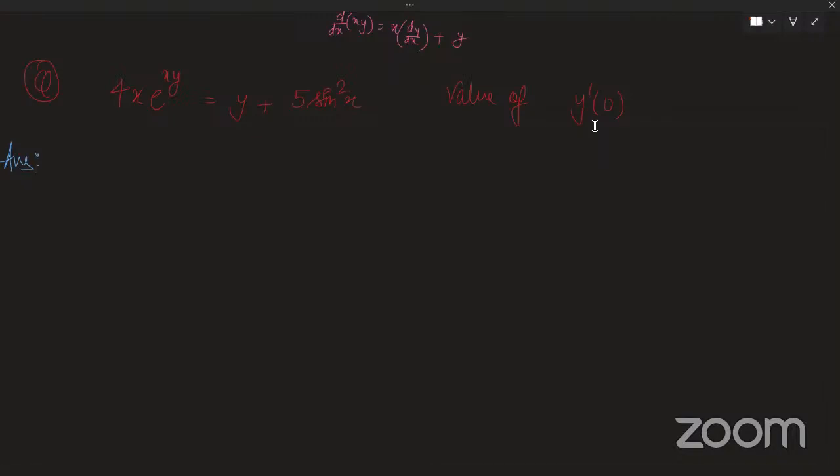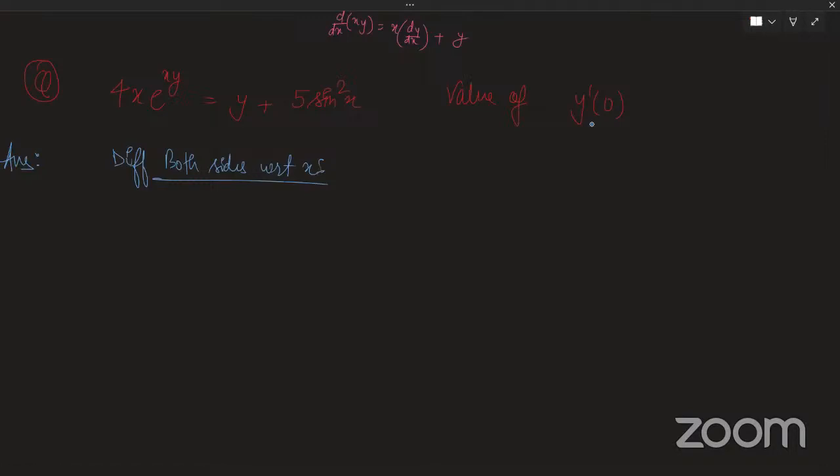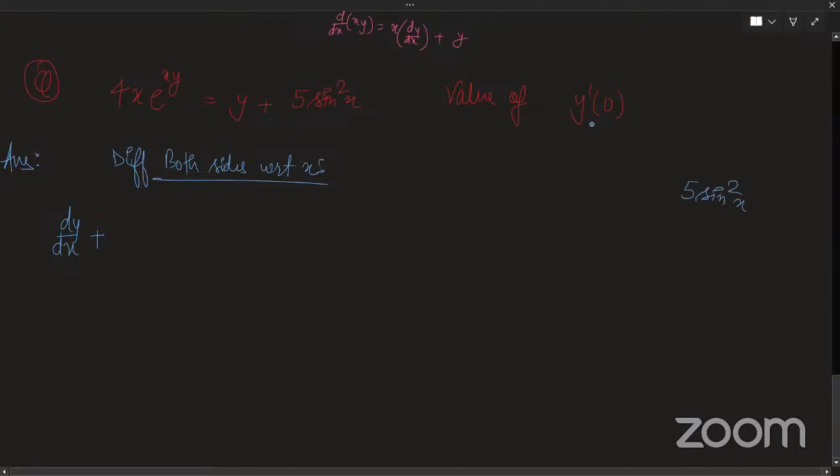So obviously we'll be doing the same thing. I will differentiate both sides with respect to x. Let us do the right hand side first. It looks a little bit easier. So when I differentiate it, it will be dy by dx plus. How will you differentiate 5 sine square x? I'm asking you to differentiate this thing with respect to x. How would you do that?